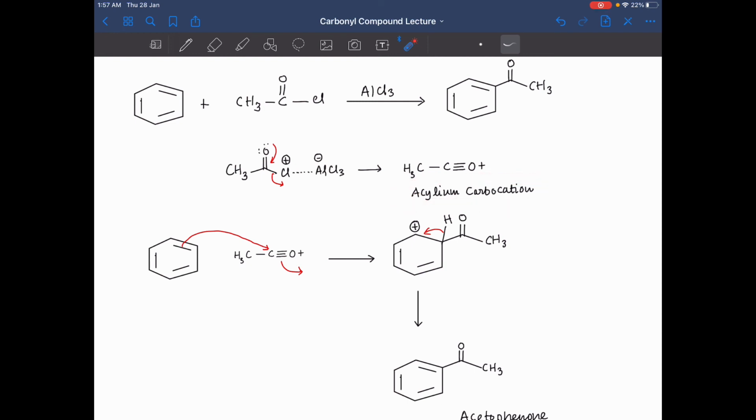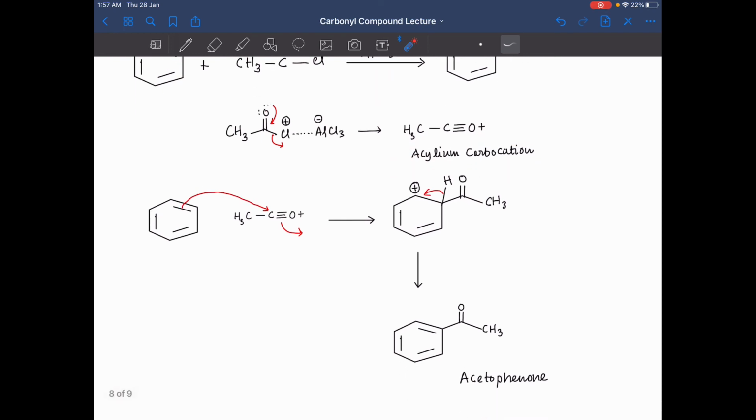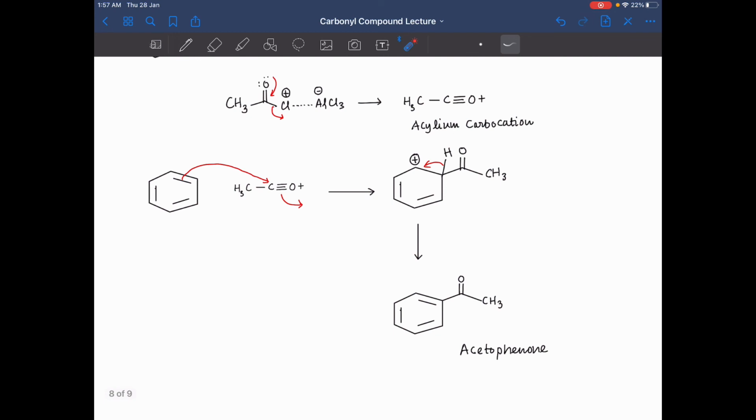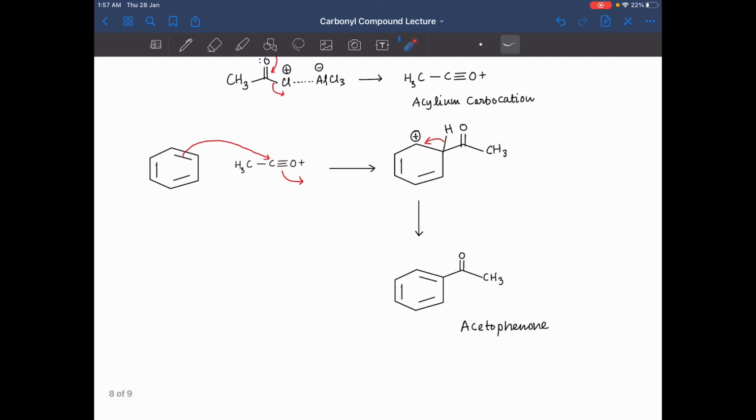In the next step, a simple electrophilic reaction will occur. One of the double bonds of benzene breaks, and this will attack the acylium carbon. So this will be the carbocation that generates. In the next step, in order to get back the aromaticity, this C-H bond breaks. So the final product will be acetophenone.